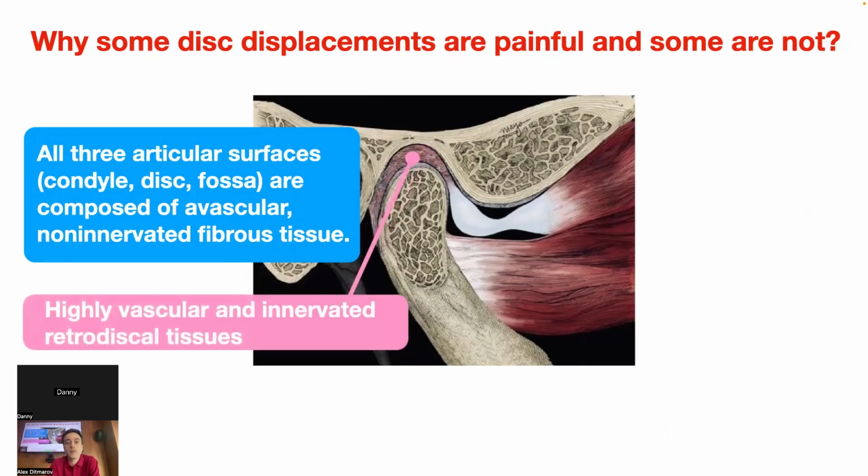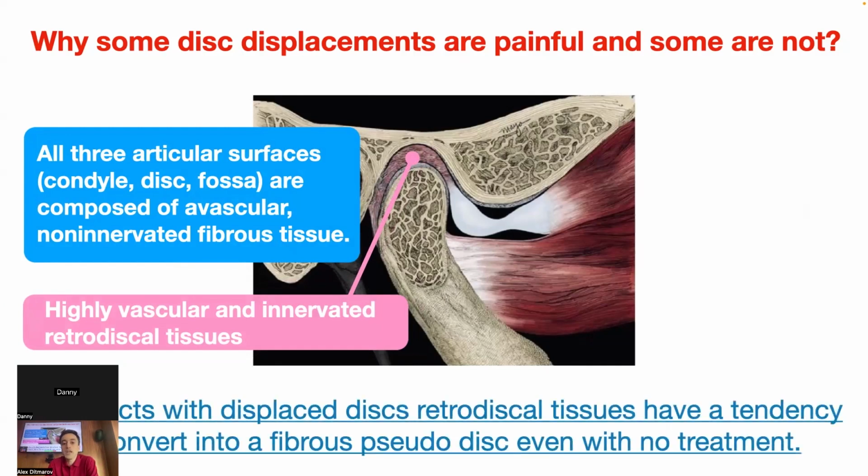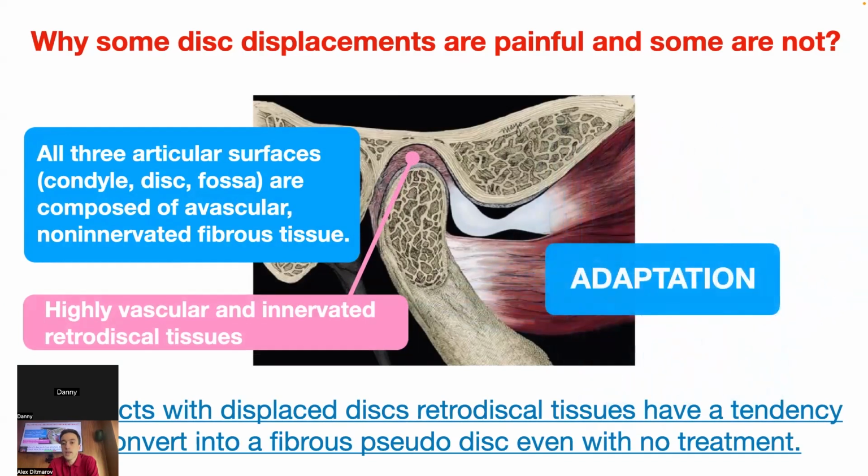So all the pain comes from here, right? Retrodiscal tissues. They are highly vascularized, they are highly innervated. A very important thing we know about these tissues is that they have a great tendency to convert into something called a fibrous pseudodisc. In other words, this is an adaptation, a natural adaptation. Our condyles are so adaptive, and these retrodiscal tissues may turn from highly vascularized, highly innervated into simply a fibrous piece of tissue, right? Without any nerves.